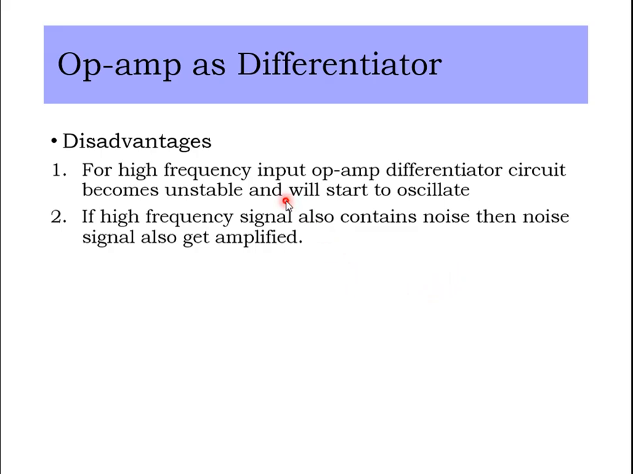So these are the disadvantages for differentiator. One, whenever we apply a high frequency input signal, it becomes unstable and it will start to oscillate. And another disadvantage is, if a high frequency signal also contains noise information, the noise signal also gets amplified. So these are the two disadvantages when we use high frequency input signals for performing differentiation operation.